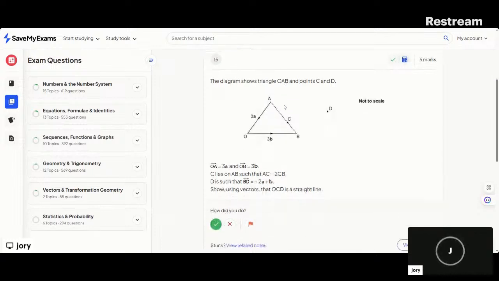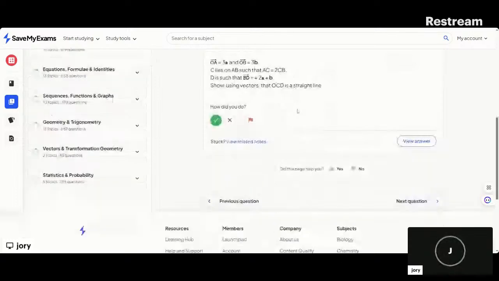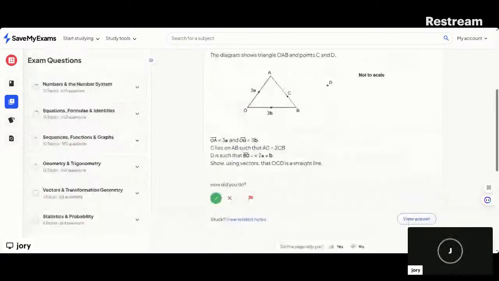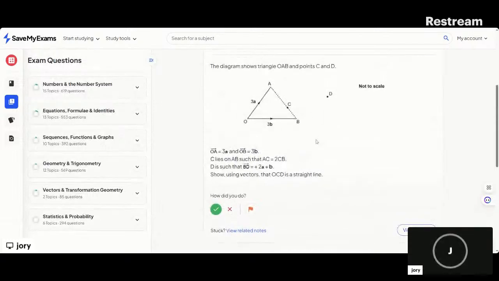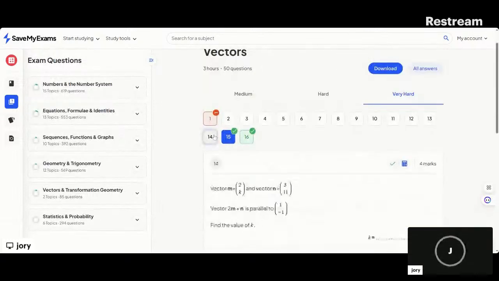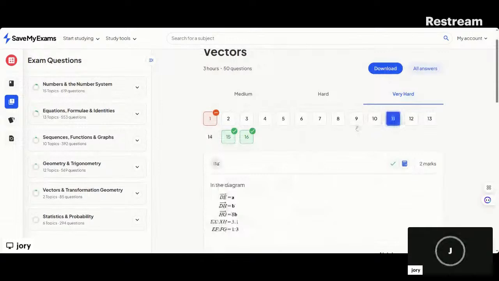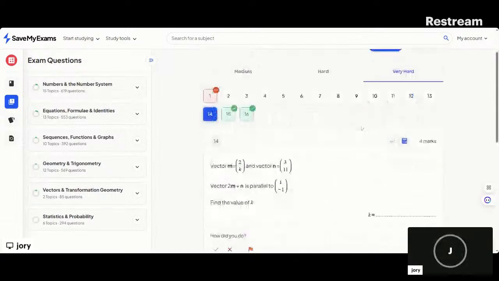Okay. I solved this. So let's go to a different one. I want to solve a lot of vectors because I'm not very good at them. Let's do 14, then 11.